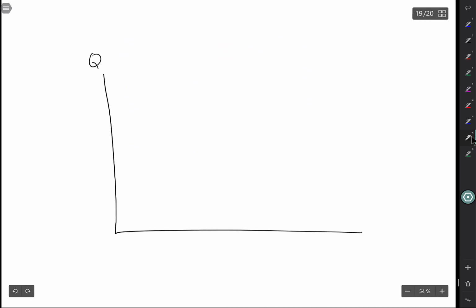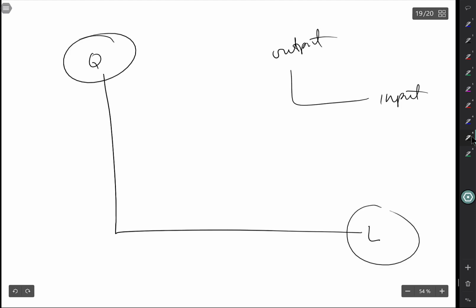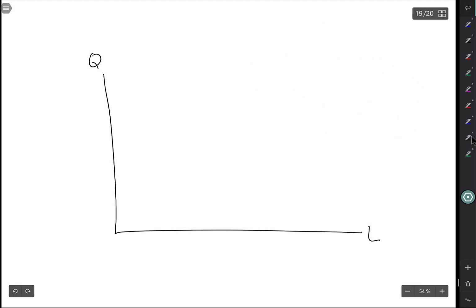Output, wheat, as a function of input, labor. By the way, production functions always put output as a function of input. Always. Except we're using Q and we're using L. But it's fundamentally a production function that we're plotting here, so that's something I wanted to emphasize.